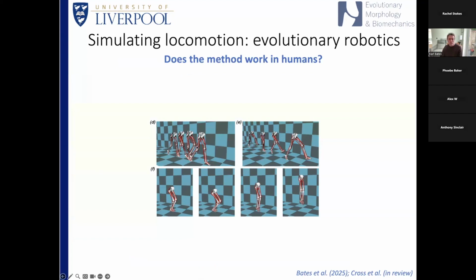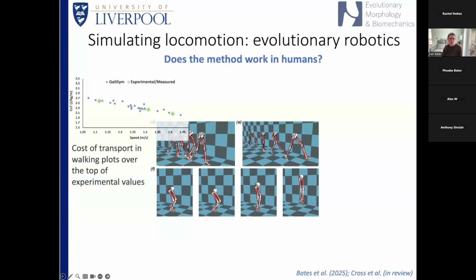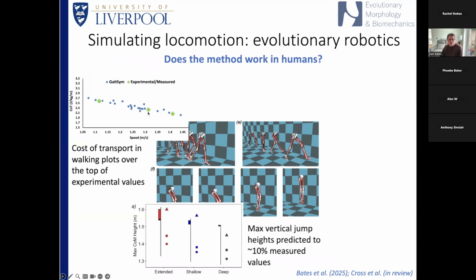So we've simulated walking. Here's the jumping example I just showed, and running as well. And when we compare the model's predictions to, walk as efficiently as you can, jump as high as you can, run as fast as you can, we get quite good results. So the simulator is in blue here across a range of walking speeds. And then we've got the energetic cost measured in that subject with the green dots here. And you can see it matches really well. In terms of jump heights, the maximum jump heights that I showed in the previous animations are within 10% of the values measured for that human subject.